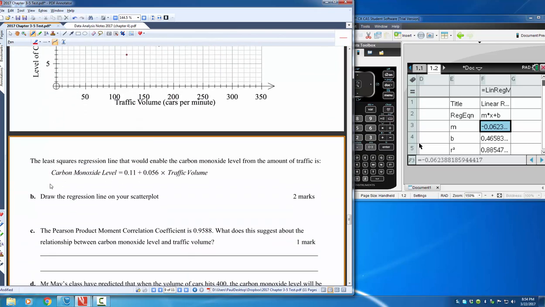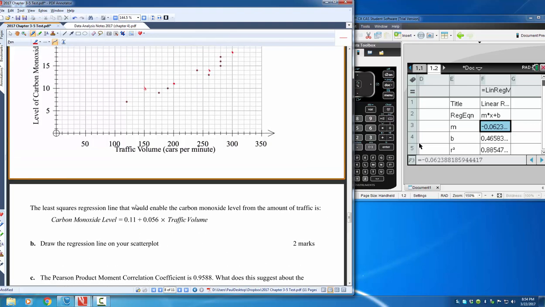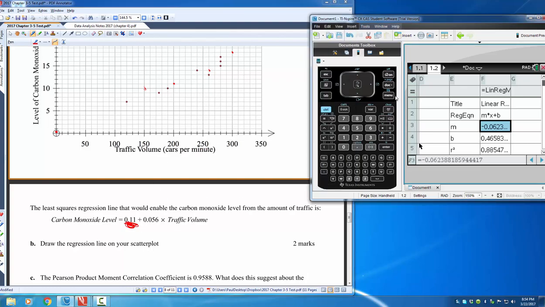Alright, we've got this equation here, and what they want us to do is draw that regression line. So basically choose a couple of points. Now something that's a bit of a giveaway here is they've given us the y-intercept 0.11. We should use that. Okay, that's very close to 0, so you know that it roughly goes through there. So let's just get an upper end point. Okay, so let's sub in 300 into this equation and see what happens.